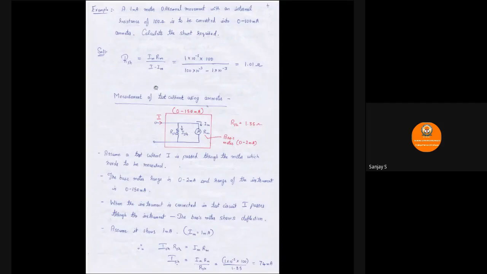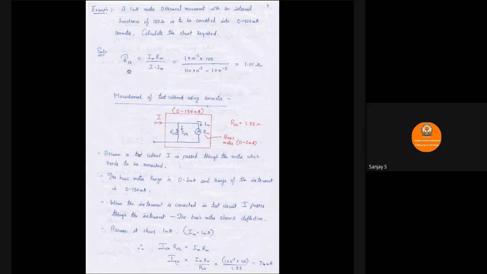Now let us see a small illustrative example. A 1 milliampere D'Arsonval movement with an internal resistance of 100 ohm is to be converted into a 0 to 100 milliampere ammeter. Calculate the shunt required. So the basic meter can read 1 milliampere. It should be converted into an instrument that can read up to 100 milliamperes. In this problem, we have a PMMC instrument which can read only 1 milliampere. We should extend its range to 100 milliamperes. And the internal resistance of the basic meter is given as 100 ohms.